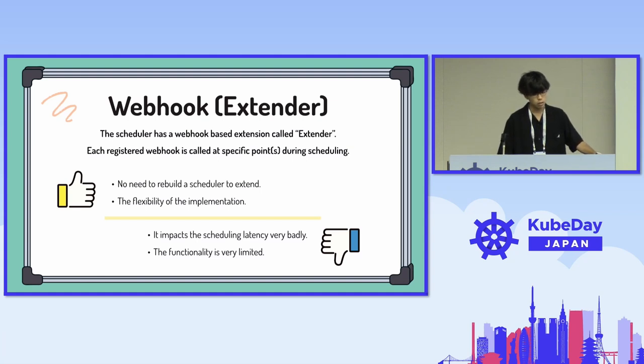There are 4 points where users can inject their own scheduling logic. They register a webhook to control the scheduling behavior. This allows users to implement their scheduling use cases without implementing the scheduler from scratch. The basic functionality inside the scheduler is maintained by the upstream maintainers, so users can focus on their own scheduling implementation.